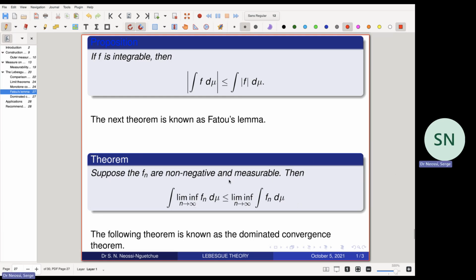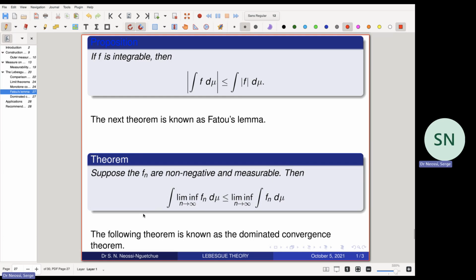So what is the Fatou's lemma theorem? This is the statement of Fatou's lemma. We suppose that the f sub n are all non-negative and measurable. Then the integral of the limit inferior of f sub n d mu when n goes to infinity is less than or equal to the limit inferior of the integral of the f sub n d mu.